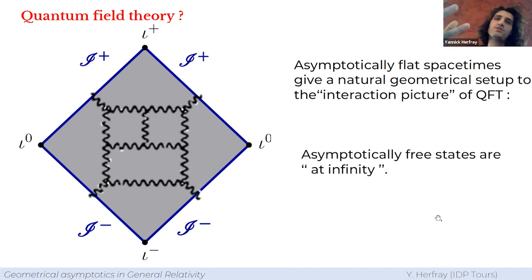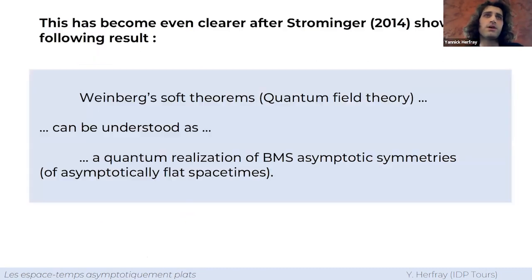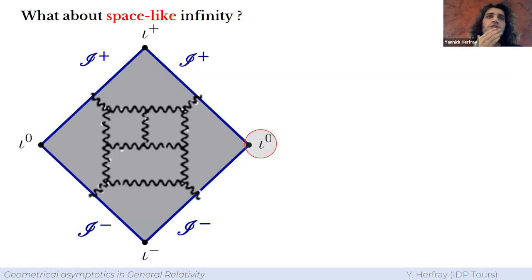So you're preparing your states on these past null boundaries, and these asymptotic symmetries are going to act on your space of free states. And what Strominger realizes is that you can push this idea very far, and the quantum realization of these BMS symmetries on this set of states becomes Weinberg's soft theorem in the quantum field theory reading. So it's a fruitful idea trying to think like this.